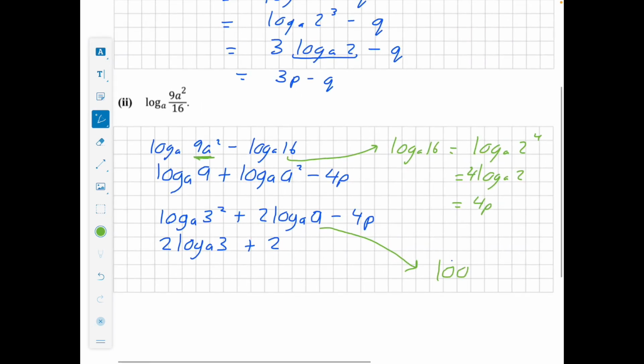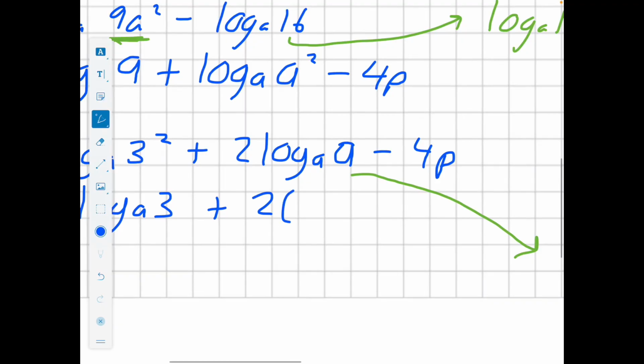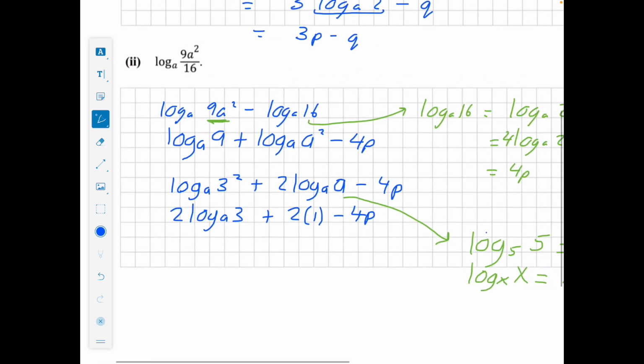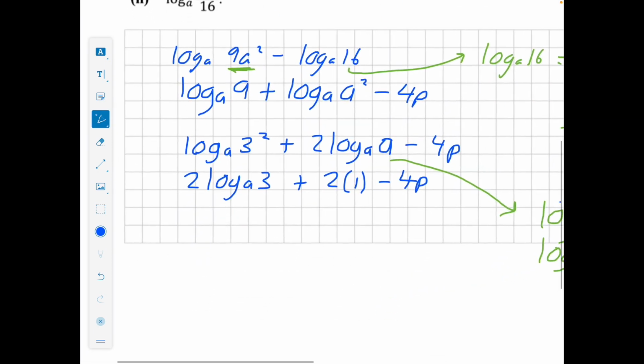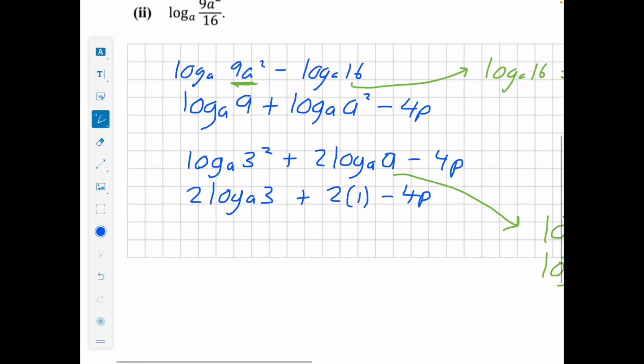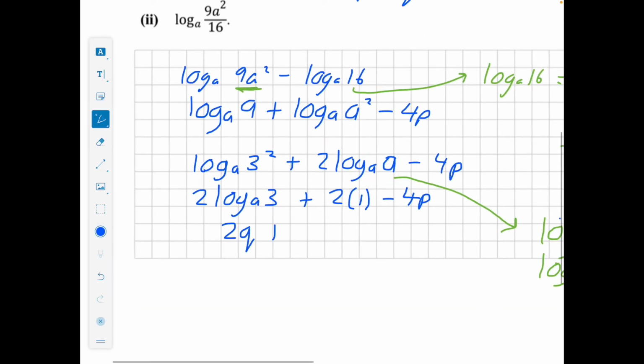Now, just a little side note here, okay, so this is a handy rule to be able to know. So if you have log, I'm just going to pick a random number here now, log to base 5 of 5, that's equal to 1. If you have log to base x of x, that's just equal to 1 as well. So if your base and the part in the log are the same thing, your answer is always 1. So log to base a of a is just going to be 1. Minus 4p.